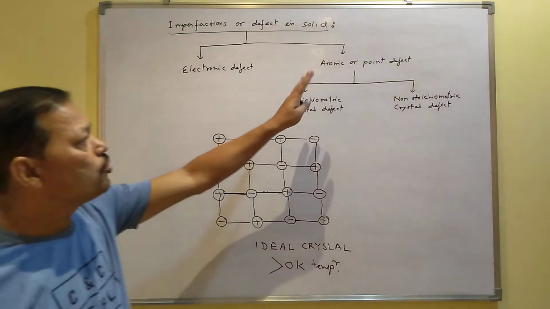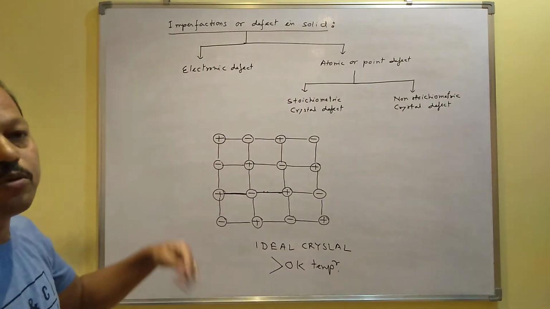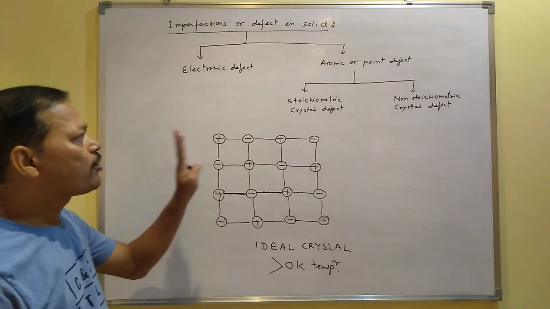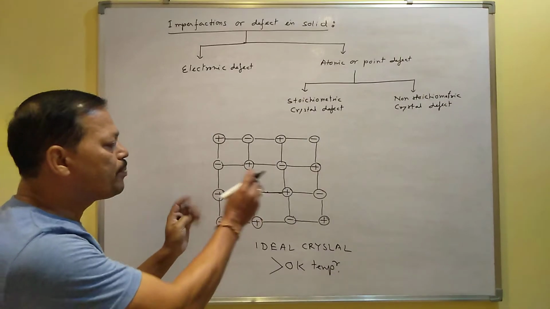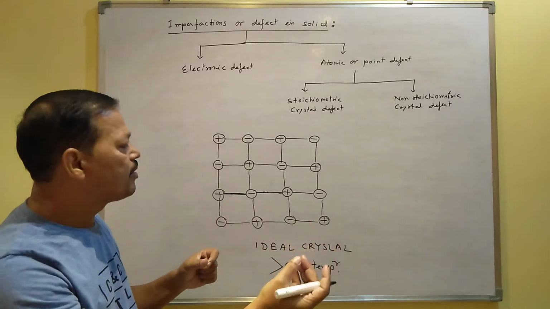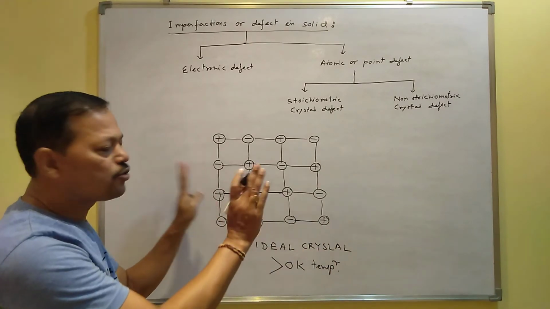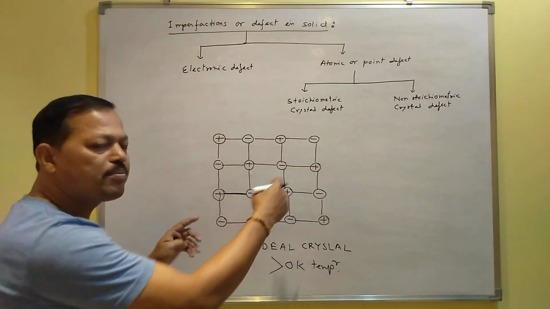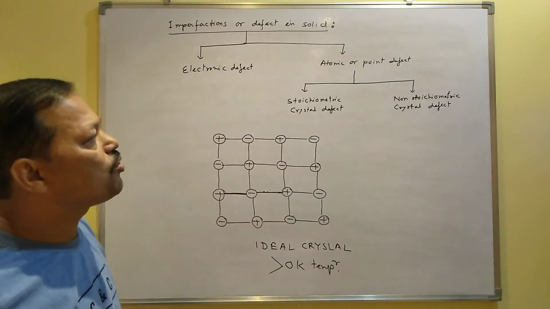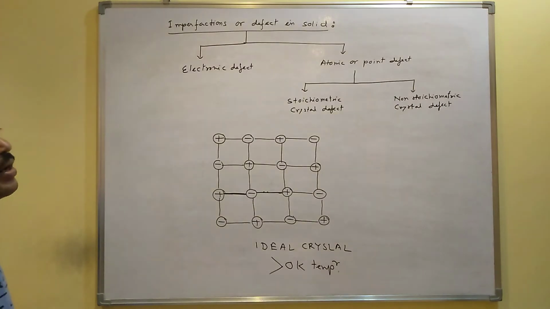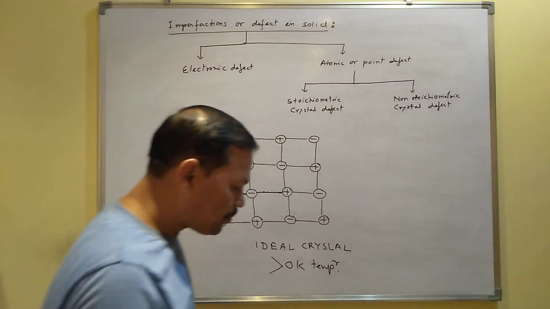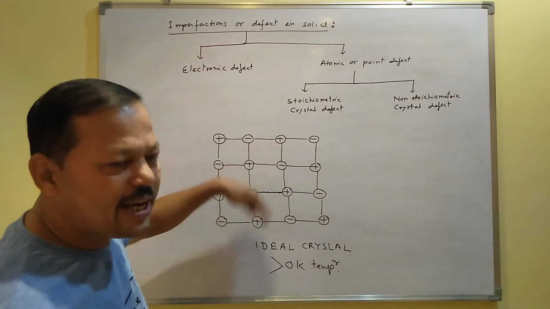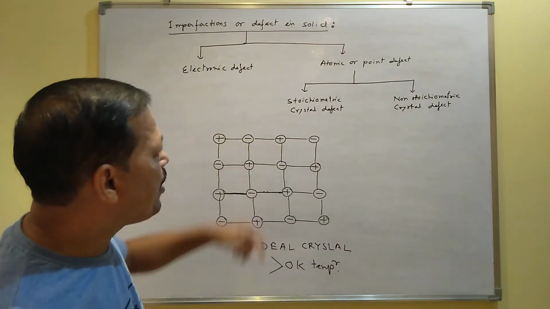Now we will move to atomic or point defects. What type of defects are called atomic or point defects? As I have told you, atomic or point defects arise due to the particles. The electrons will be in the same position, but some particles may show some disorderliness. Then that type of defect is called an atomic or point defect. Atomic or point defects arise due to the irregularities of the ions or the particles.